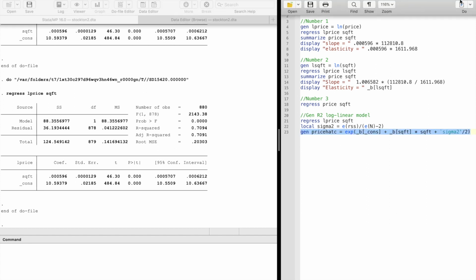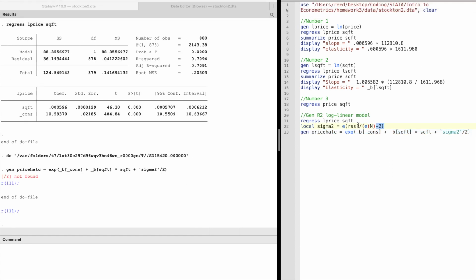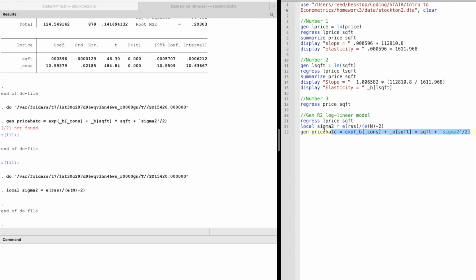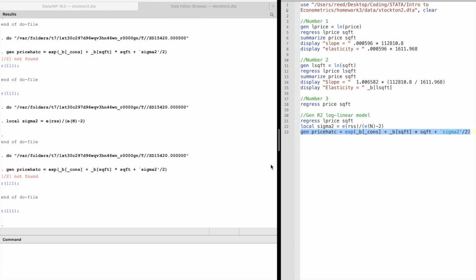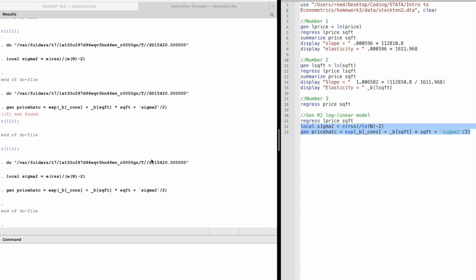So when you run this, it's saying that it's not found. That's a very common error. It's because this sigma squared is a local variable, so you have to run it all at once so that the sigma squared is still in memory when it tries to run this generate command. And then now we should have price hat corrected. That's our log linear. So that should be in our data set now.